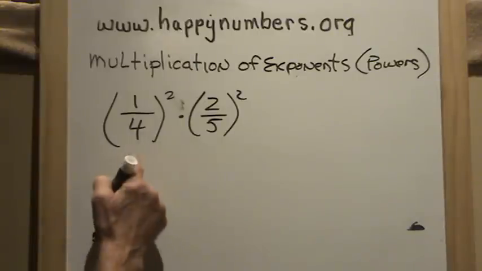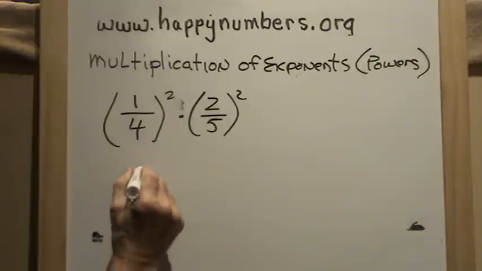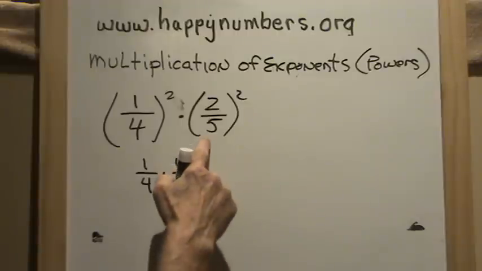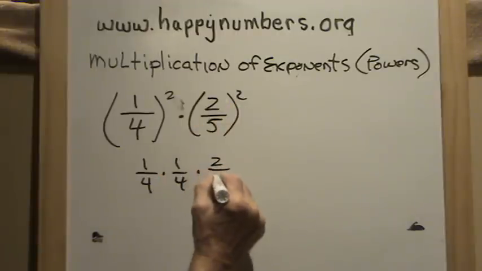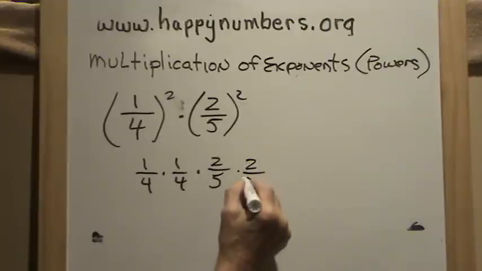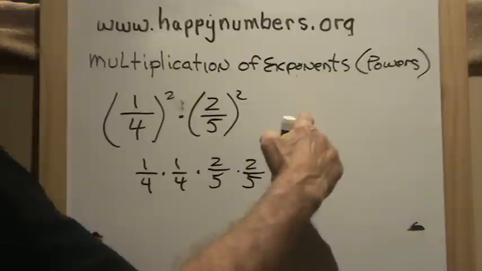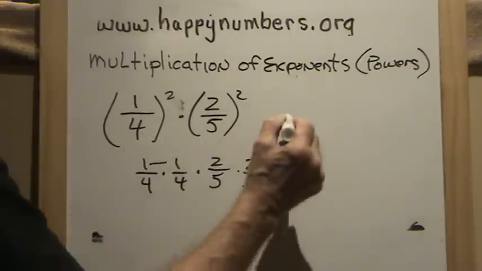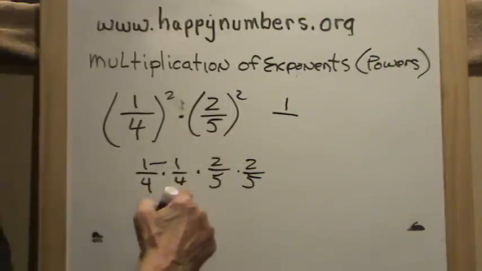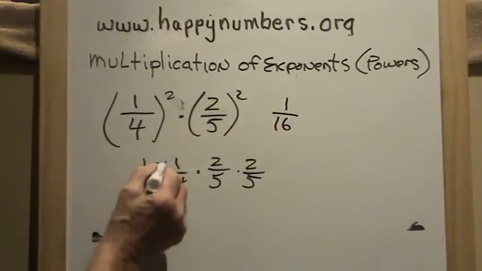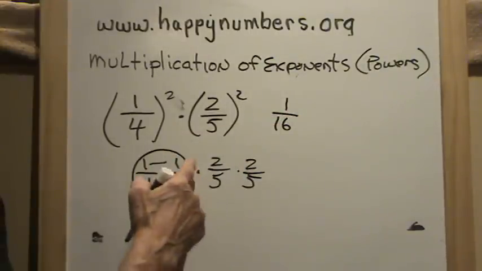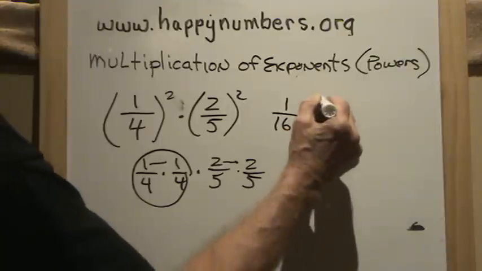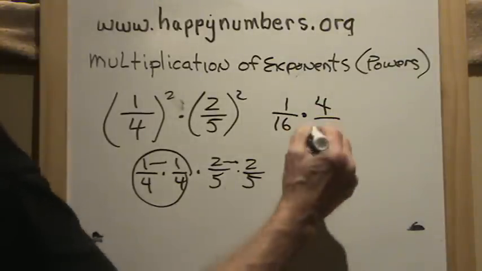All right. 1/4 squared is 1/4 times 1/4. And now we have 2/5 squared, which would be 2/5 times 2/5. All right, I'm going to work it up here, but let's do this first. 1/4 times 1/4. Well, 1 times 1 is 1, and 4 times 4 is 16. So that takes care of this part of the problem. Now let's do this part, 2/5. Well, 2 times 2 is 4. 5 times 5 is 25.